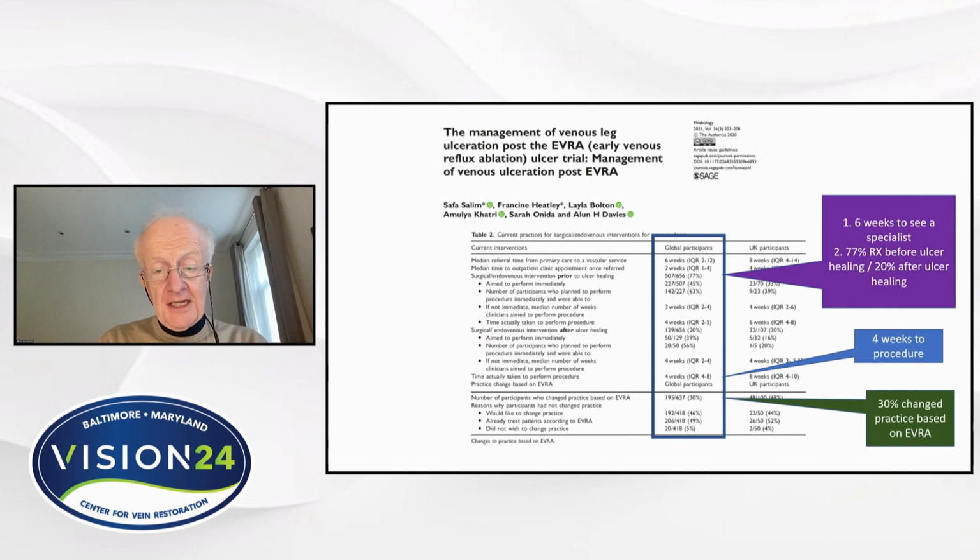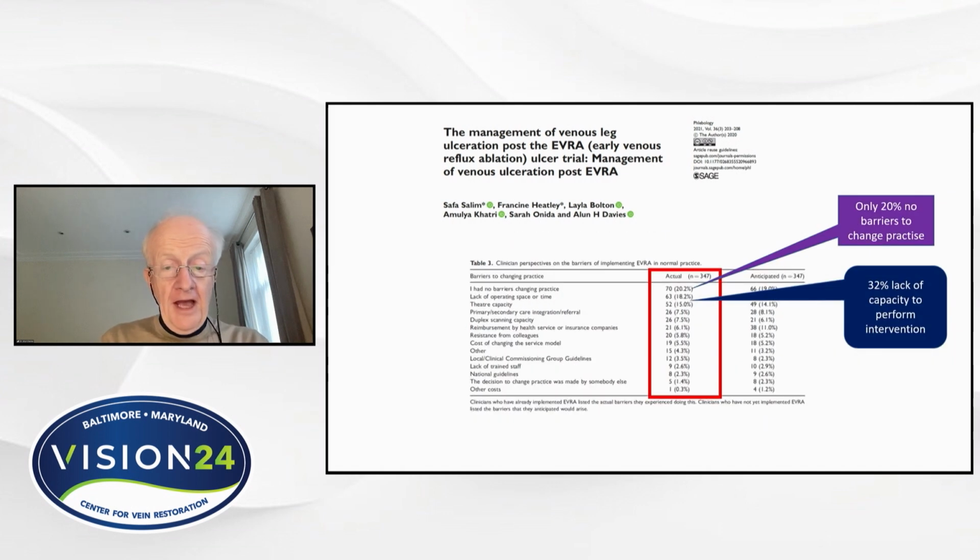You can see that in the UK, it certainly takes around about 6 weeks to see a specialist, then 4 weeks to get the procedure, and EVRA probably changed people's practice in about 30% of the time. Next slide, please. If we looked very closely, only 20% of people felt that there were no barriers to actually introducing a 2-week service. The majority was because of a lack of capacity, either be it operating theatre or office space, to be able to intervene on these patients. Next slide, please.